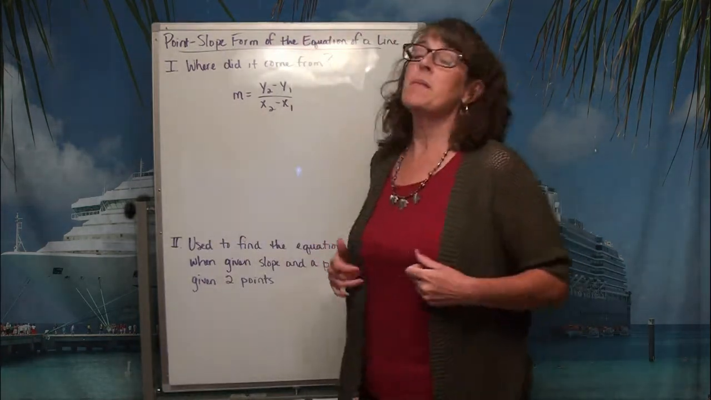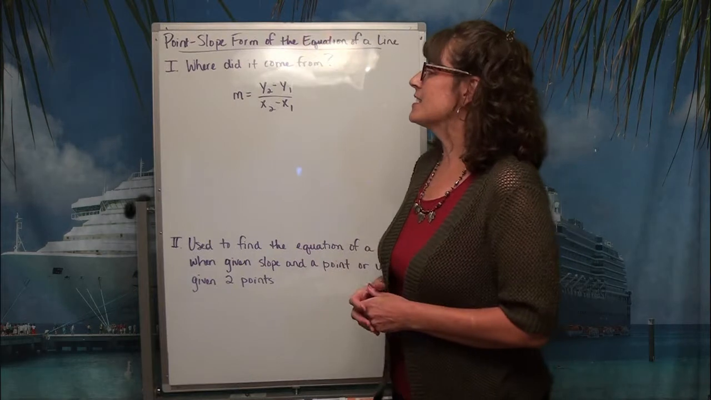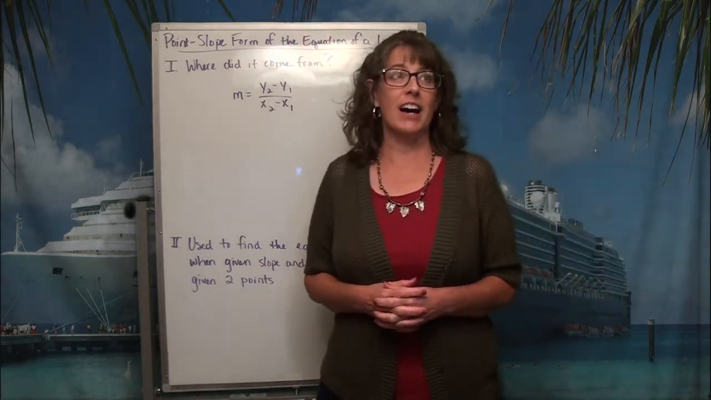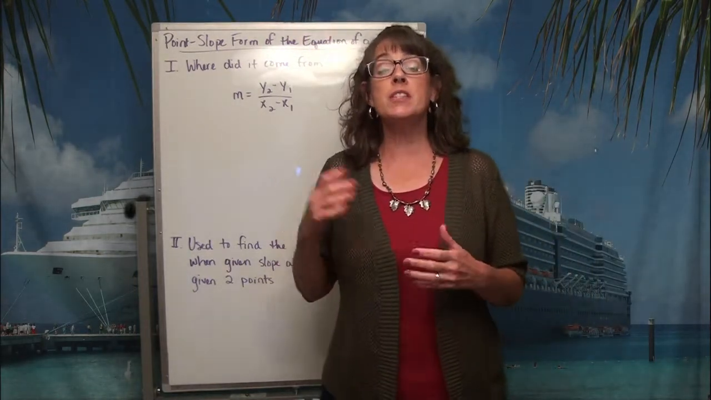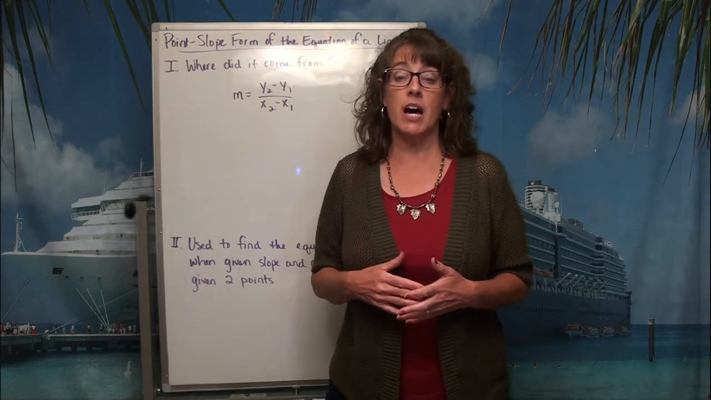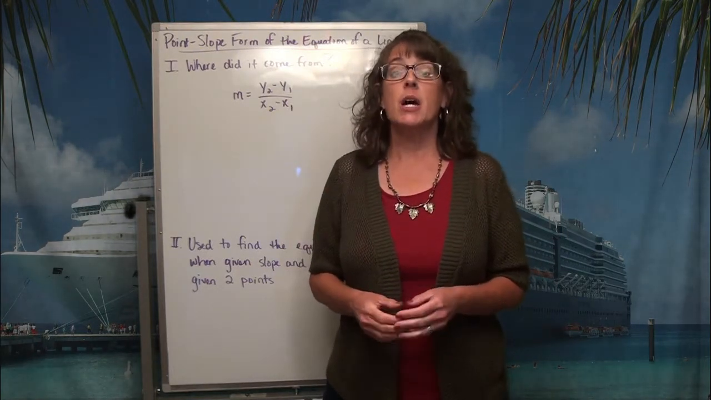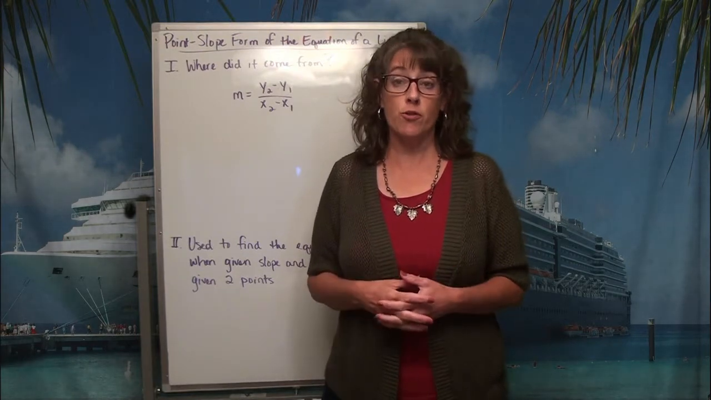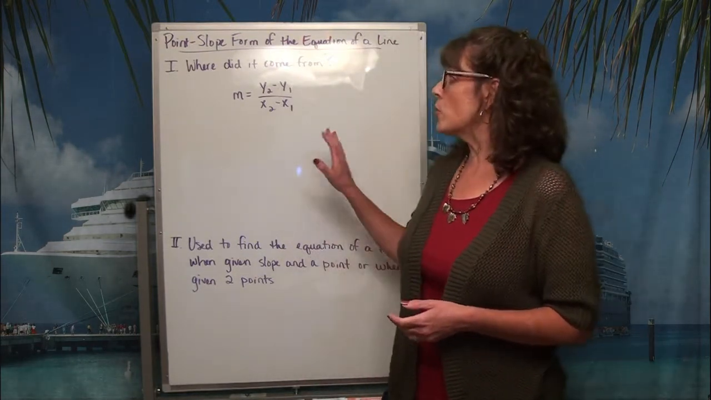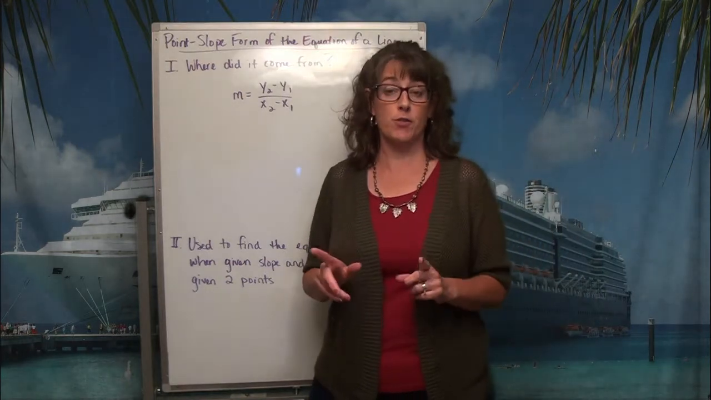Okay, well anyways, what we've got here is the point-slope form of the equation of a line. So this is one of the many forms of the equation of a line. We do have our slope intercept form of the equation of the line, and we have our standard form and general form of the equation of the line. And I'm going to show you where the point-slope form comes from.